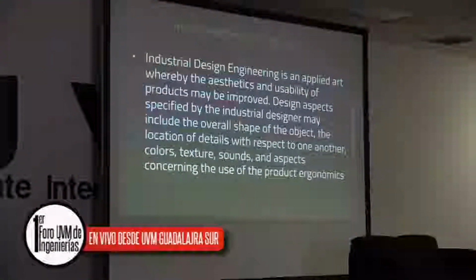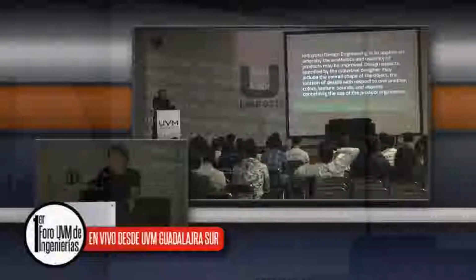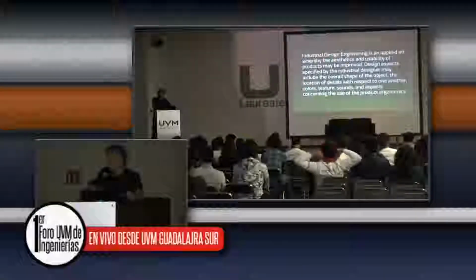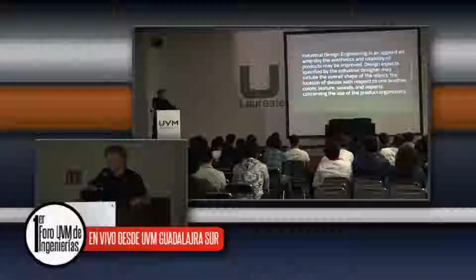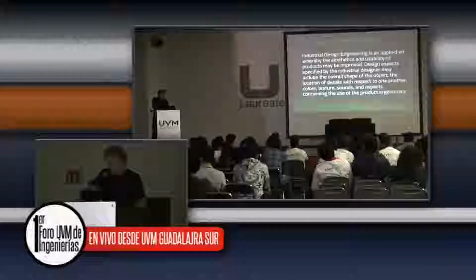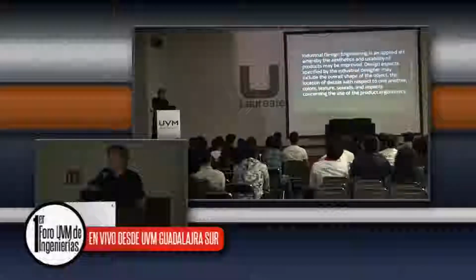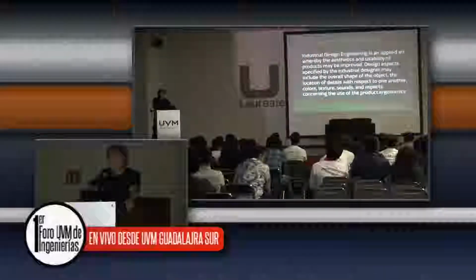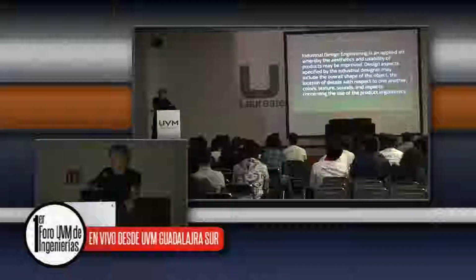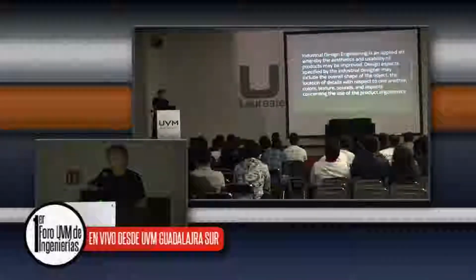Industrial design engineering is an applied art whereby the aesthetics and usability of products may be improved. The design aspects specified by the industrial designer can include the shape of the objects, the location of where the buttons are, the ergonomics, the human factors, the sounds, the texture, lots of aspects that go into doing the industrial design engineering.